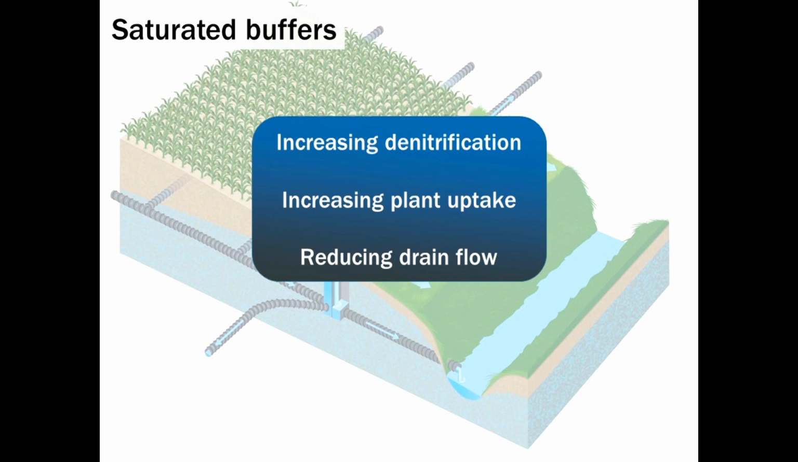So again, as that water's moving through the soil, we've got bacteria in there that are feeding on the organic matter in the soil, and then they're drawing oxygen off of that nitrate molecule and converting it into nitrogen gas. We do get a little bit of plant uptake from that buffer vegetation as well, and then from just the evaporation and transpiration taking place in the buffer, we get a little bit of reduction in drain flow. But overall, the main process is denitrification.